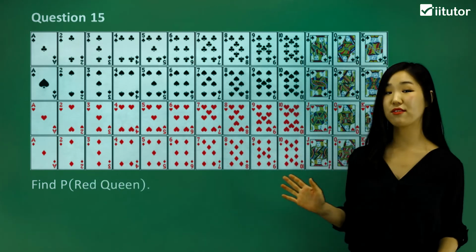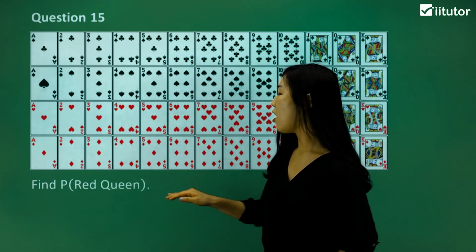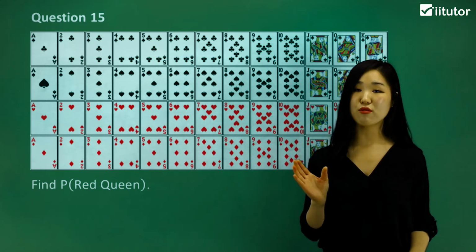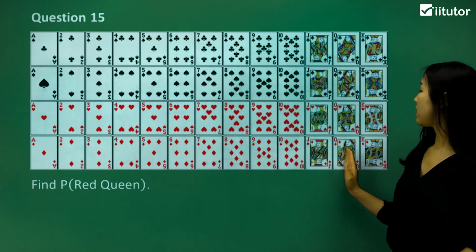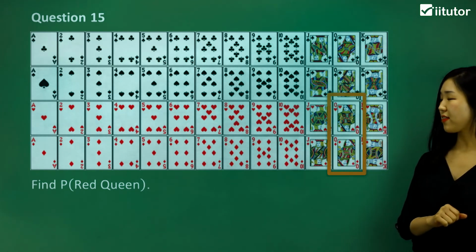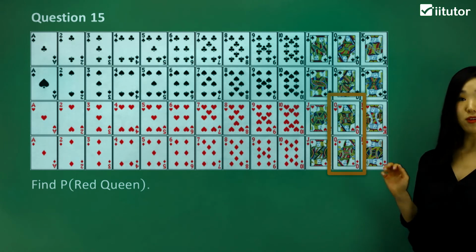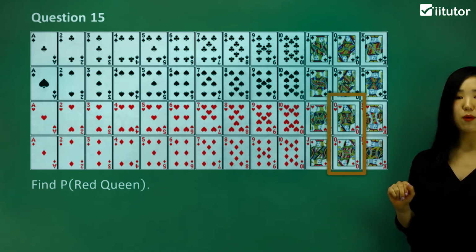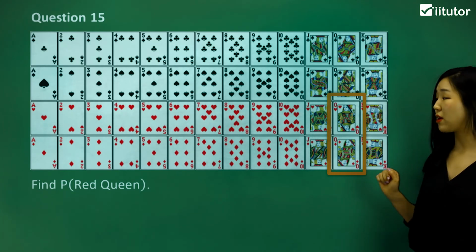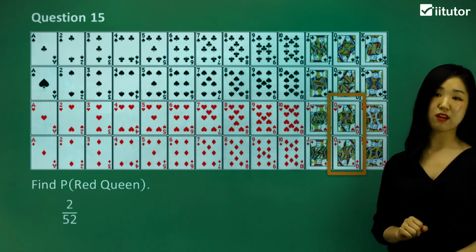Let's move on. Question 15. Find the probability of a red queen. So remember the queens are the ones with the letter Q on them. These ones over here. But we specifically want the red ones. So if you highlight the red ones or circle them or put a box around them like me, those are the red ones, and it's clearly just 2 because the other 2 are black. So we just want the 2 red ones. So it's going to be 2 out of the 52.